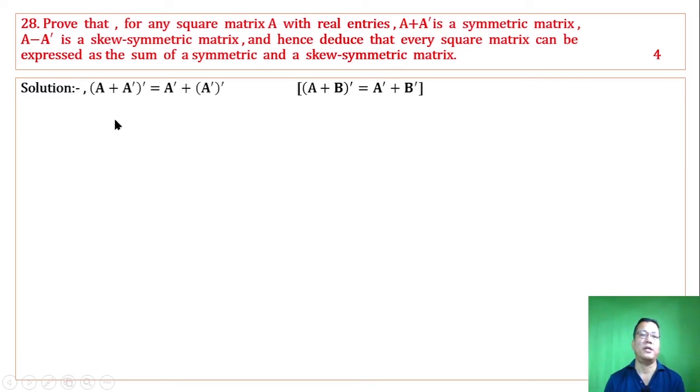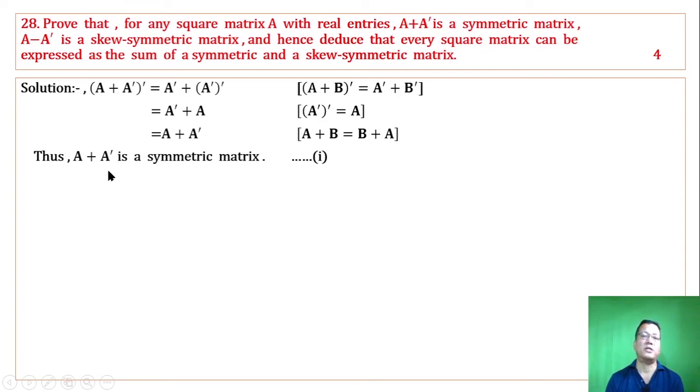We have learned that the transpose of A plus A transpose is A transpose plus A transpose of transpose, using this property. Again, A transpose of transpose is equal to A, using this property, and the transpose is itself. This shows that A plus A transpose is a symmetric matrix.